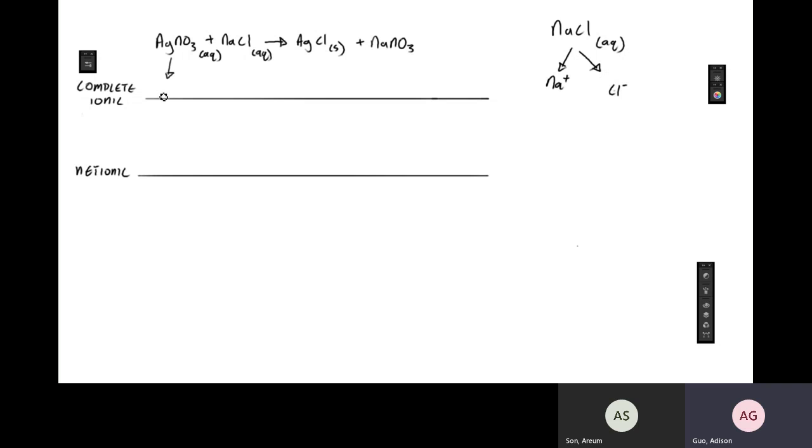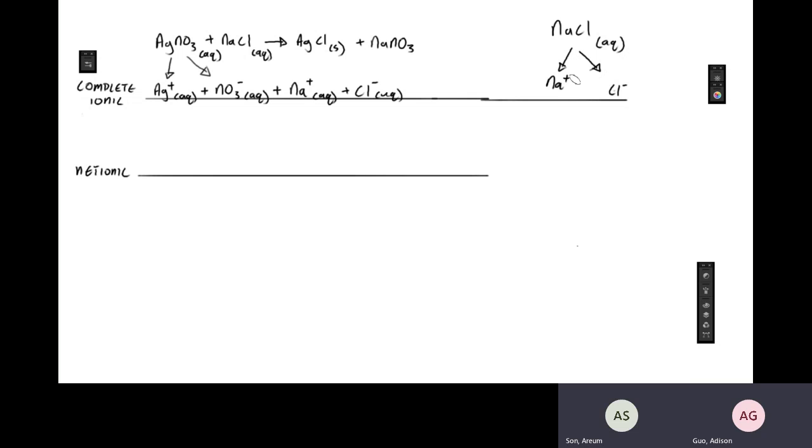So we would have silver nitrate, and then you'd have to make sure to say that it's aqueous. Plus, well, we have the silver plus the nitrate, aqueous. So you can see that first one split up like this. And you have to do the same thing for the salt as well. Anything that undergoes this splitting apart, anything that's soluble, you're going to have to split up in your complete ionic. Aqueous, and the chloride, also aqueous.